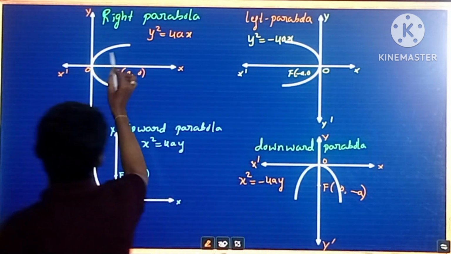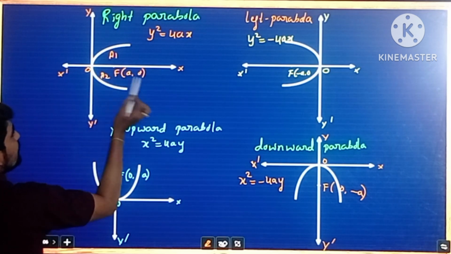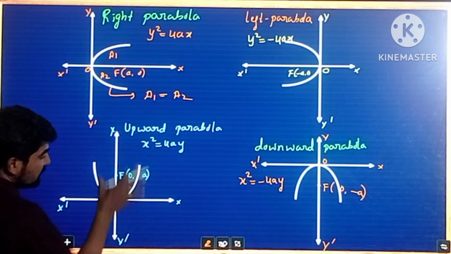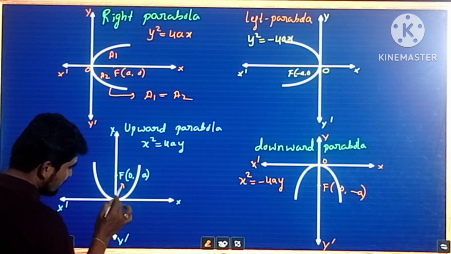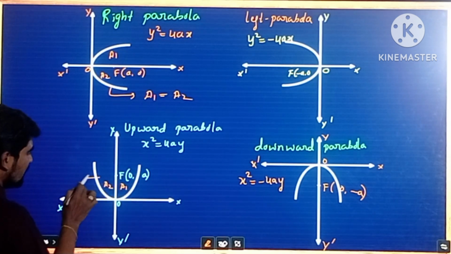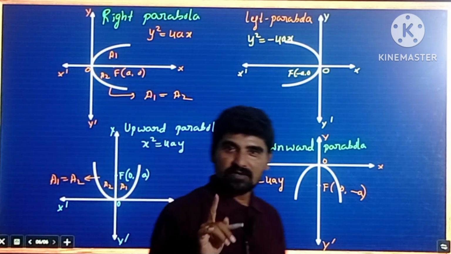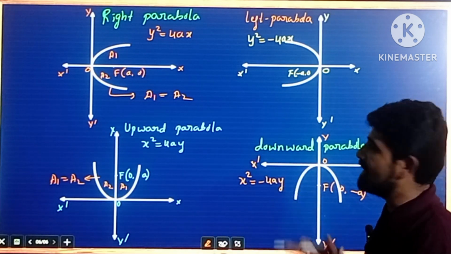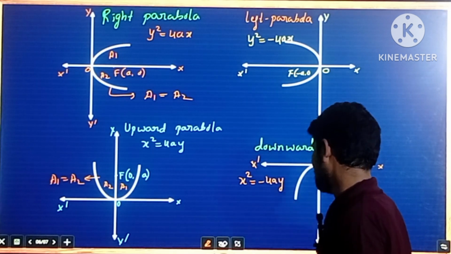For example, in the first quadrant, area bounded by the parabola is A1. In the second quadrant, A2. From the definition of symmetrical figures, A1 is equal to A2. And for this upward parabola also, suppose area bounded by this parabola to the right side of the y-axis is A1 and left side of the y-axis A2. Then by the definition of symmetrical figures, A1 is equal to A2. I hope all of you understood. This much data is enough for the parabolas to solve the problems on application of integrals. Without wasting time, let's start the questions.